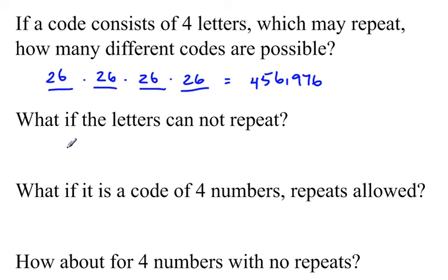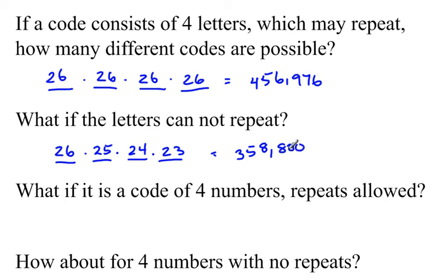Now let's take a look at what's the difference if the letters cannot repeat. So we still have 4 letters, and I have 26 options here, but then I can't repeat that letter. So now I only have 25 options left. Since I've used up 2 letters, I only have 24 options, and here I have 23 options. And so now I can multiply those, and I get a few fewer, but still quite a few options. There are 358,800 options if I don't allow repeats.